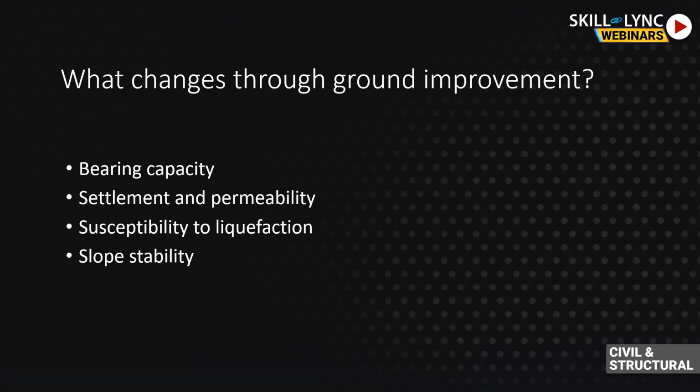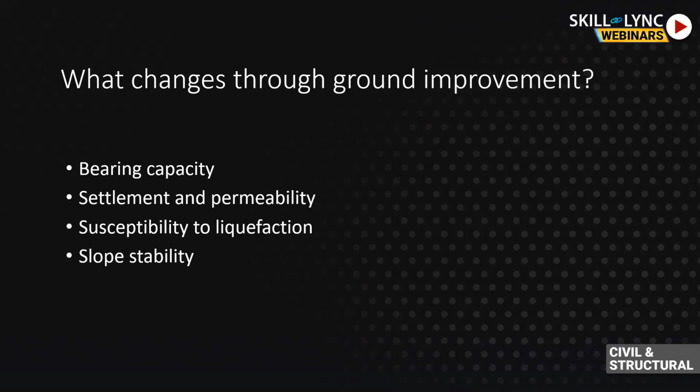Now, what are the changes that we expect through ground improvement? Ground improvement is basically meant to improve the three basic engineering properties of soil, that is the compressibility, permeability, and the shear strength. Bearing capacity is derived from these properties. We need to improve the bearing capacity of soil if it is supposed to support a particular structure. To improve the bearing capacity, we ultimately aim at improving the compressibility and the shear strength of the soil. And if we have to reduce the settlement of the soil, then again the compressibility of the soil needs to be reduced.